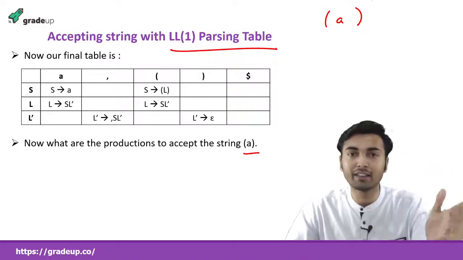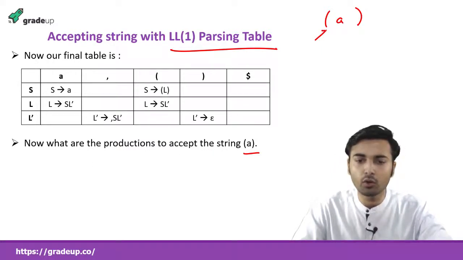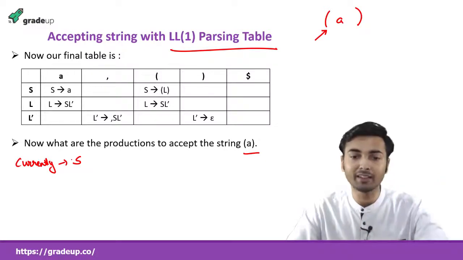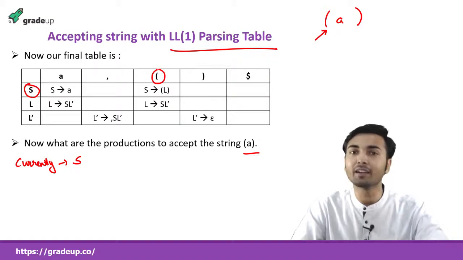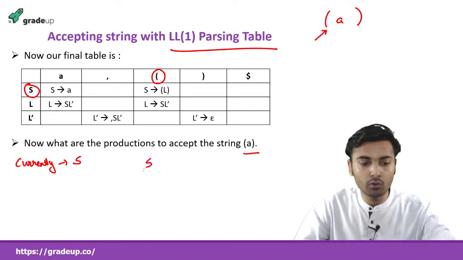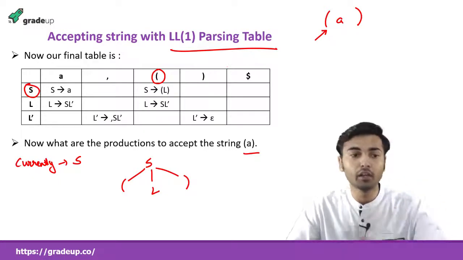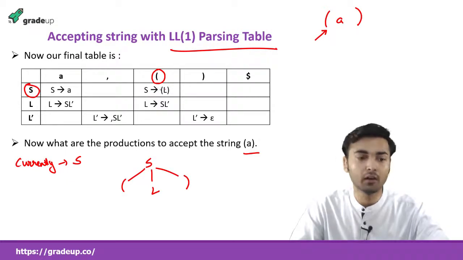Now we'll see how to generate this string using our parsing table. The first thing is the opening bracket. Currently we are at symbol S, and the first thing is an opening bracket. Now you are at S and an opening bracket comes. Which production will you take? S goes to L. You are currently at S, and if an opening bracket comes, which production will you take? S goes to L. Got it?